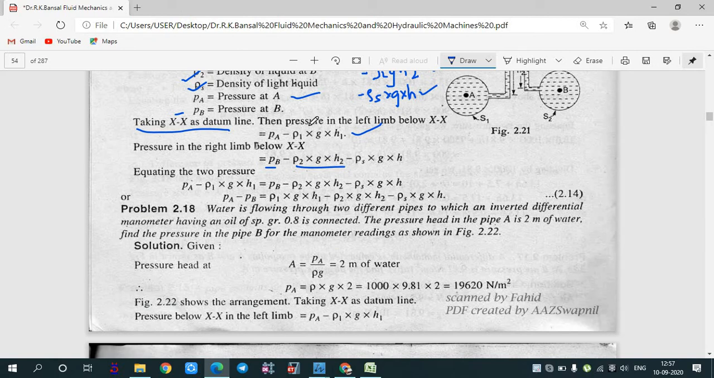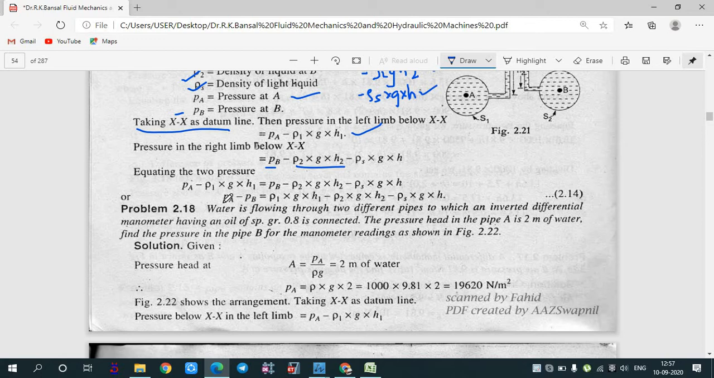Now we will equate the pressure in the left limb to the pressure in the right limb. Okay, so as you can see, PA minus rho1 G H1 equals PB minus rho2 G H2 minus sigma s G H. Now we need to calculate what? We need to calculate the difference of pressure between A and B.